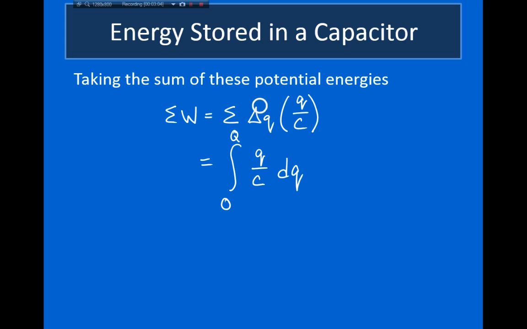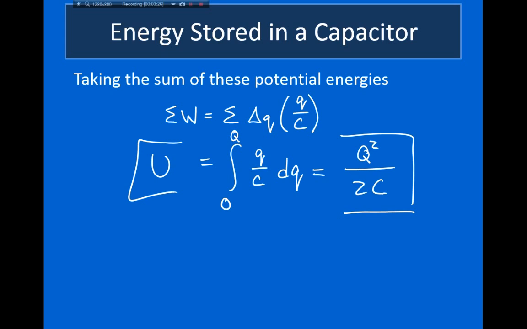So I'm taking the limit as this delta Q basically goes to 0, and now I'm summing up all these infinitesimal bits starting from 0 and ending with the final charge Q. So if I do this integral, I'm going to see that this is equal to Q squared divided by 2C. So this is the formula for the total energy that's stored on the plates of a parallel plate capacitor. And we'll usually denote this energy with a capital U.